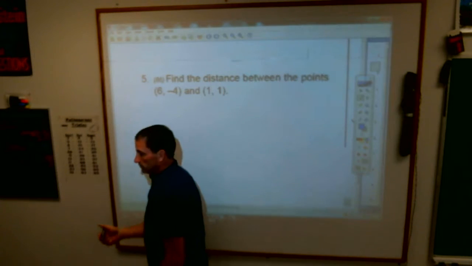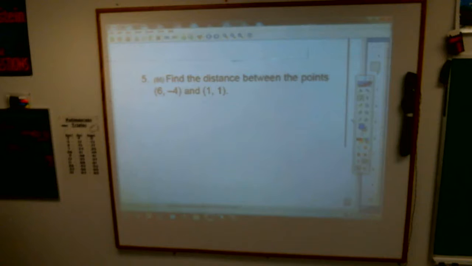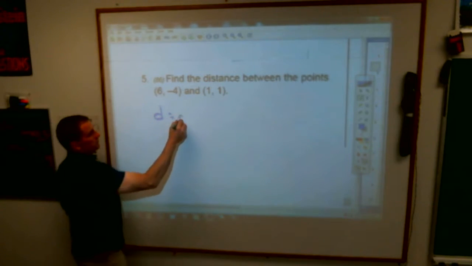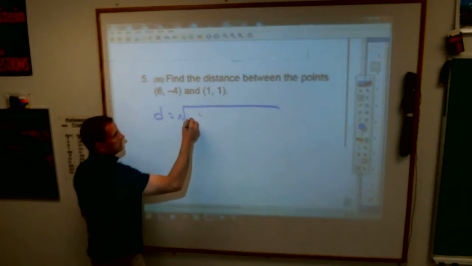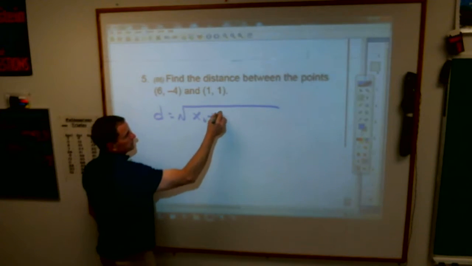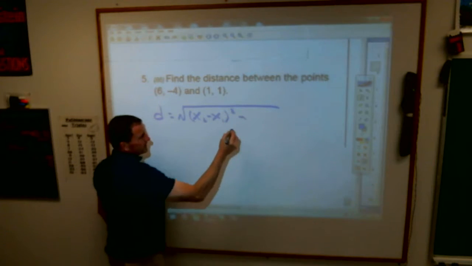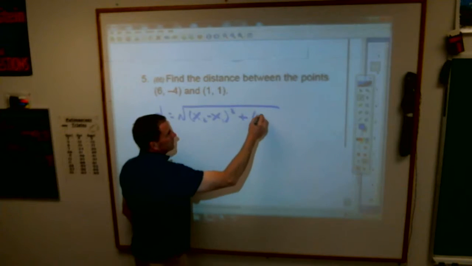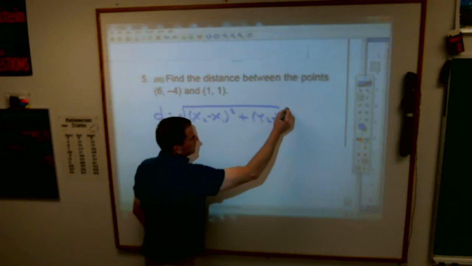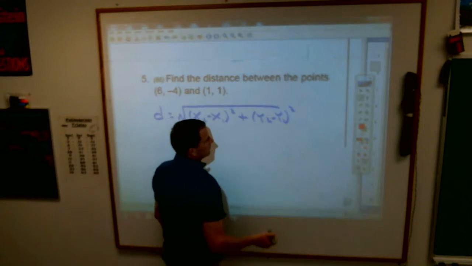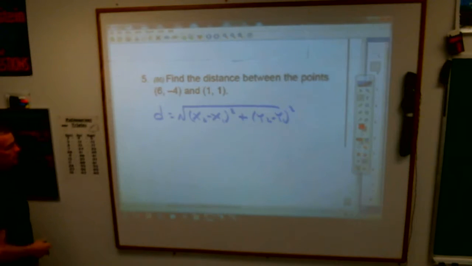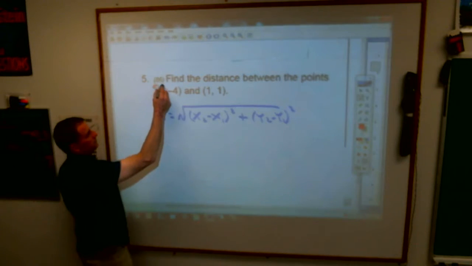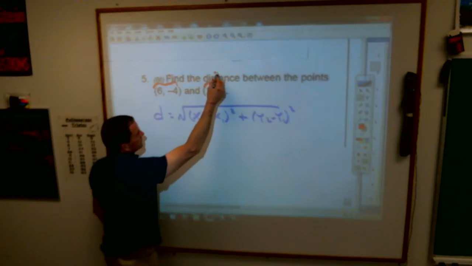Distance between those points. I would suppose you'd want to know the distance formula, which is distance equals the square root, I believe, of x sub 2 minus x sub 1 squared plus y sub 2 minus y sub 1 squared. Who asked me that one? Did you write that down here? Do you have that? It doesn't matter which ones you call which, but let's call these the ones and those the twos.